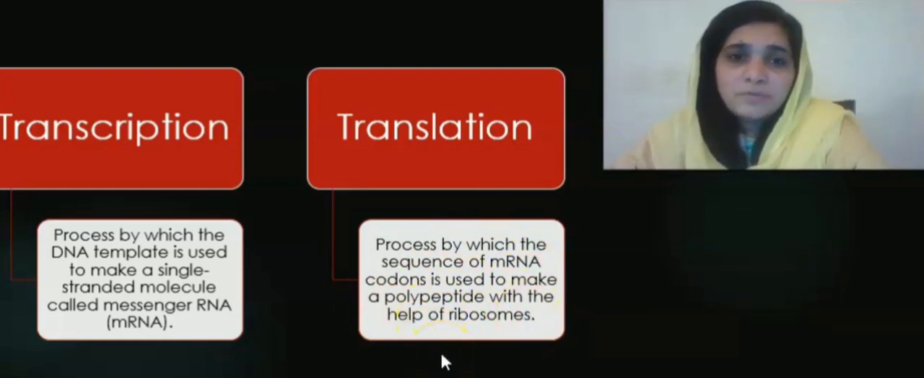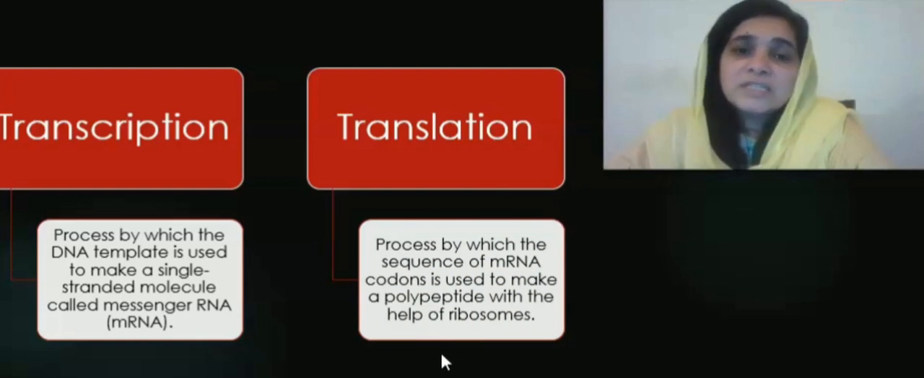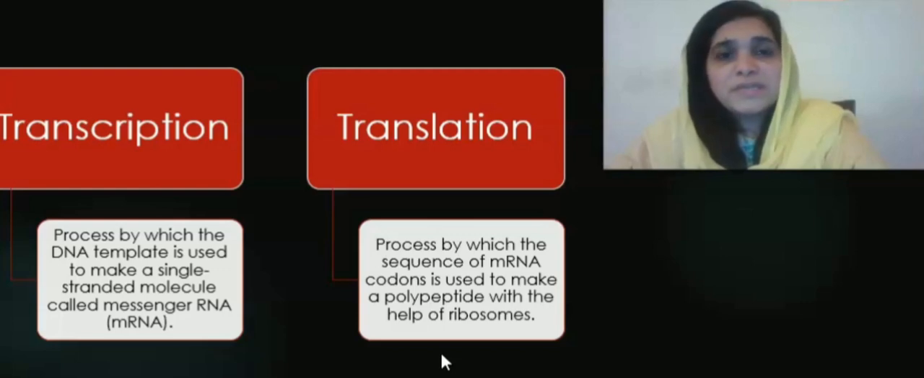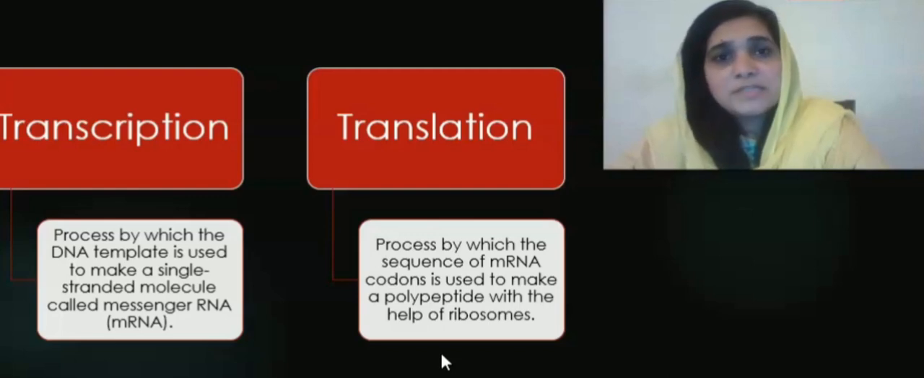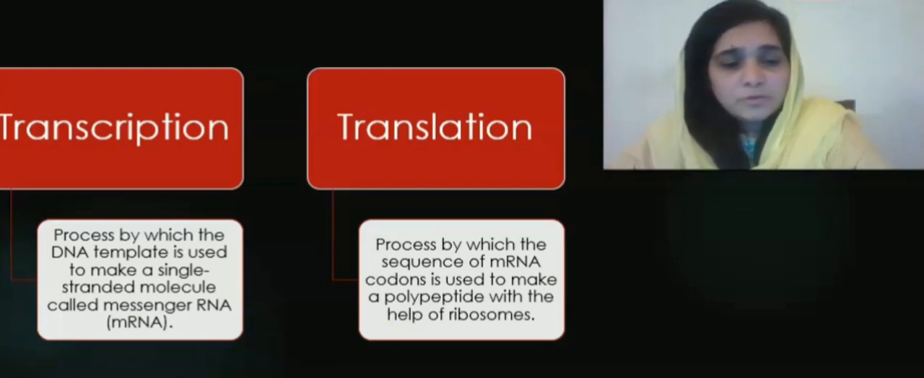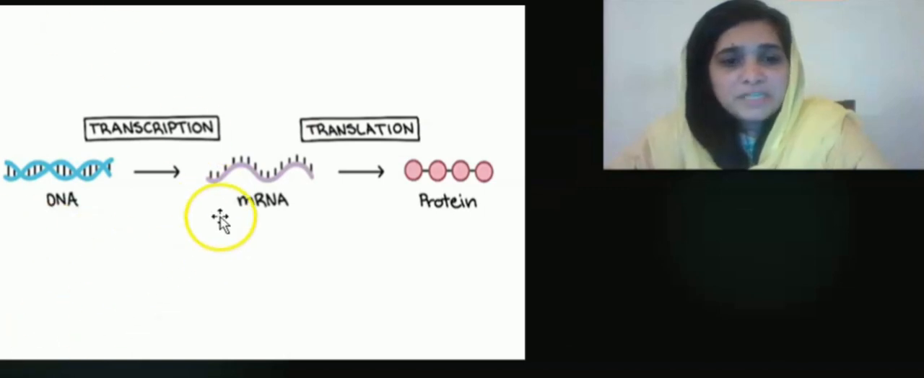So what we actually want? We want to synthesize proteins. So protein synthesis with the help of genes will take place by two processes. First one is called transcription, during which DNA will be changed into mRNA. The second one is called translation, during which mRNA will be converted into proteins or polypeptide chains with the help of ribosomes. So here is a diagram that will explain the process.